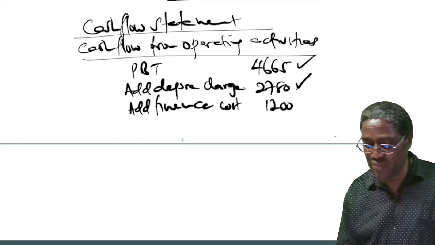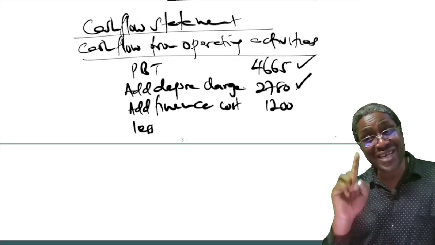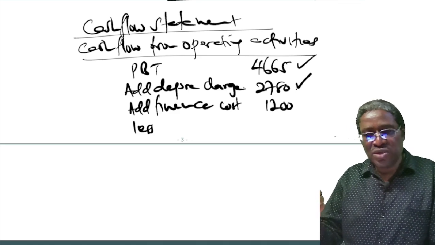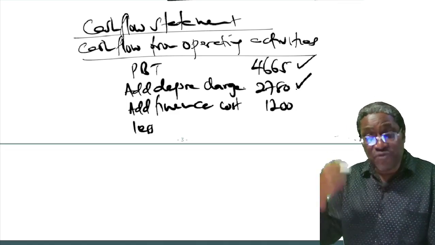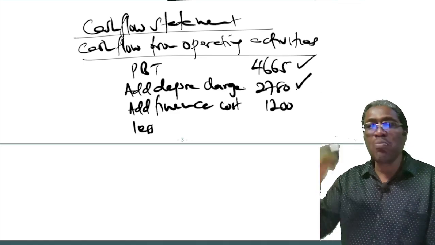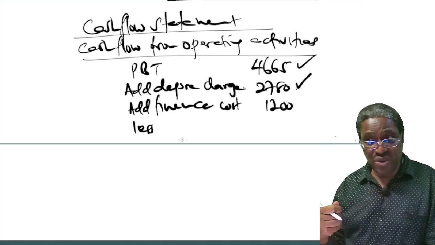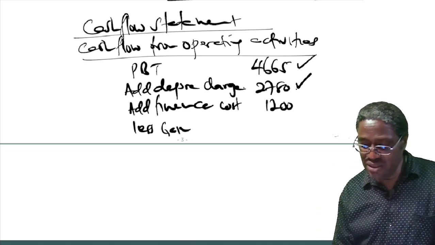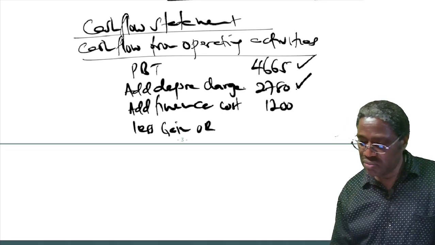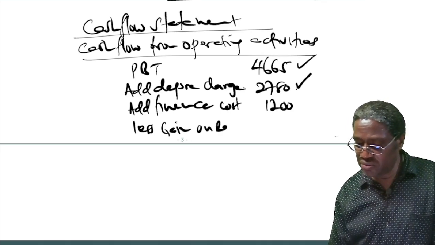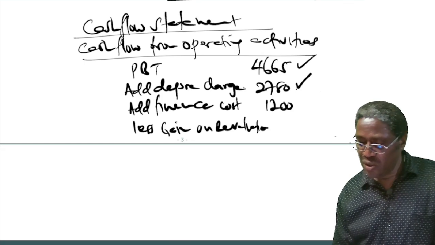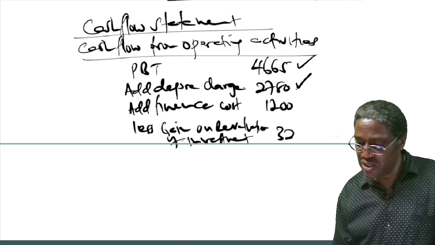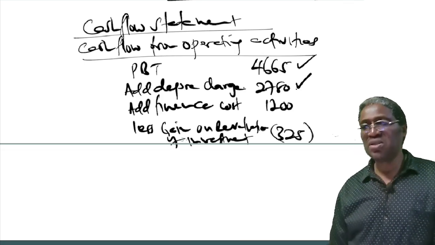Come and now say here, come and less. Remember, it's a gain, and yet we never received it. So it means from the cash point of view, it made our profit more than it should be. Are you there? It made our profit more than it should be. So we come and say a gain on revaluation of investment, 325. We remove it.